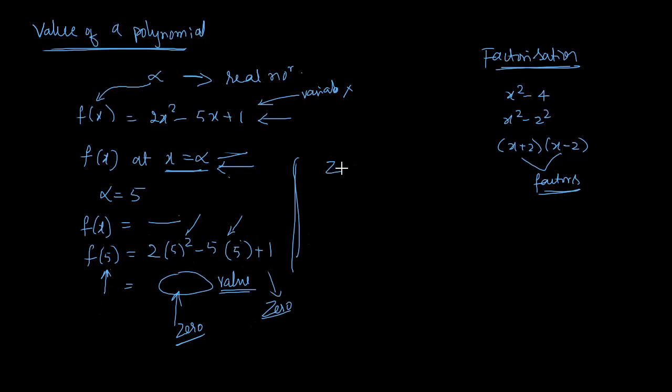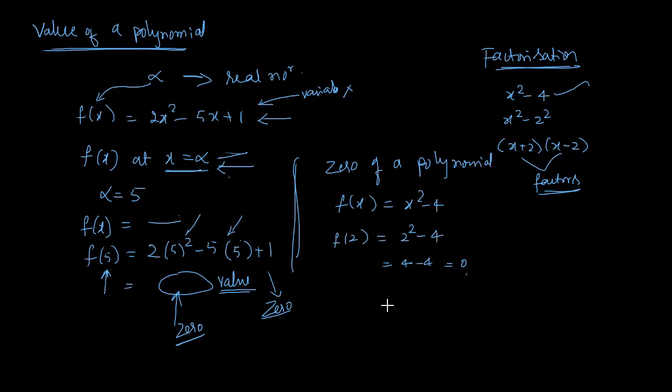So that is called a zero of a polynomial. Let's take f(x) = x² − 4. As I know, f(2) will be 2² − 4, which is 4 − 4, that's equal to 0. So what does it mean? If I substitute that here, this is going to equate to 0. So that particular value 2 is the zero of this polynomial.